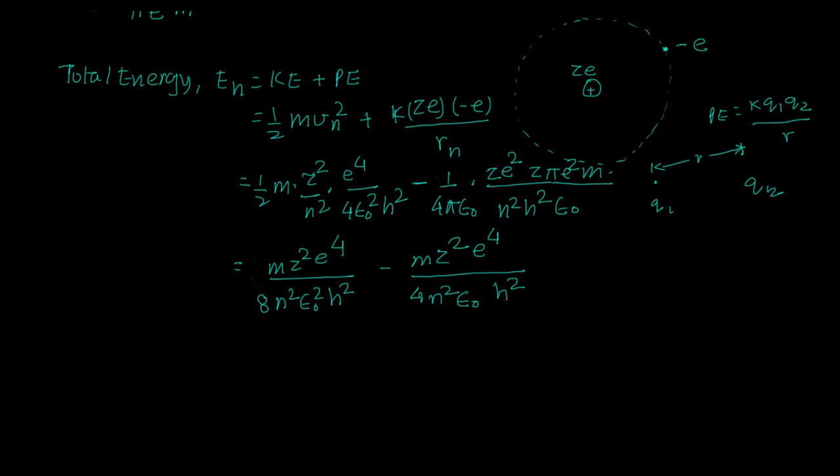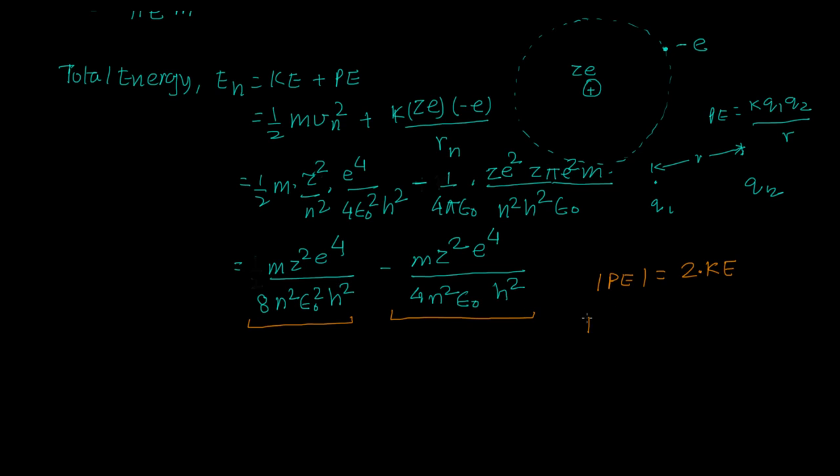Now, before computing En, look at this. This whole thing is the KE, and this is your PE. Do you find any relationship between them? Yes. And what is that? The modulus of PE is actually twice the KE. I'm not putting a modulus on KE because KE is already positive. So it's twice that. Did we see that?